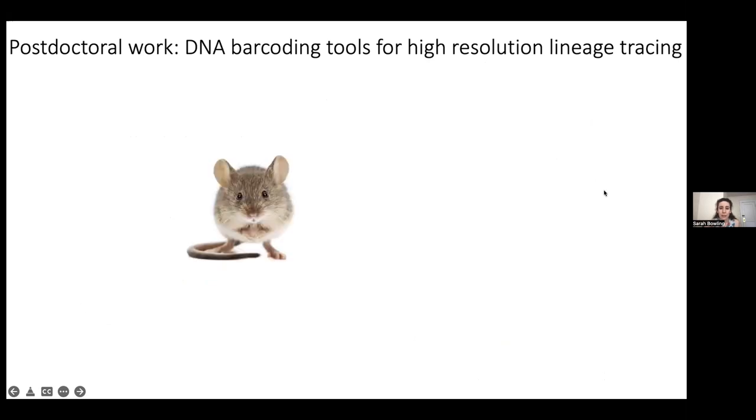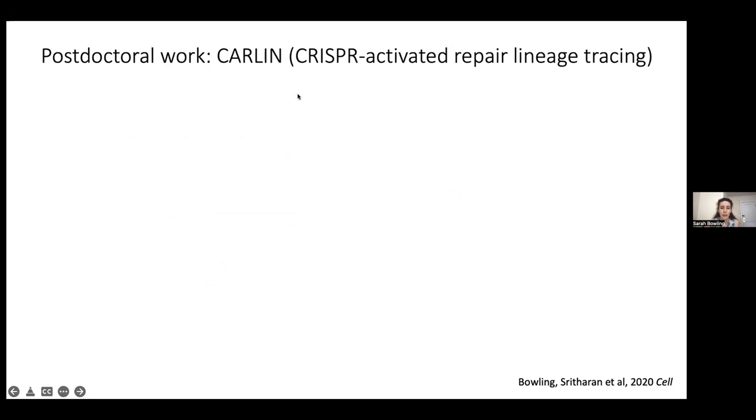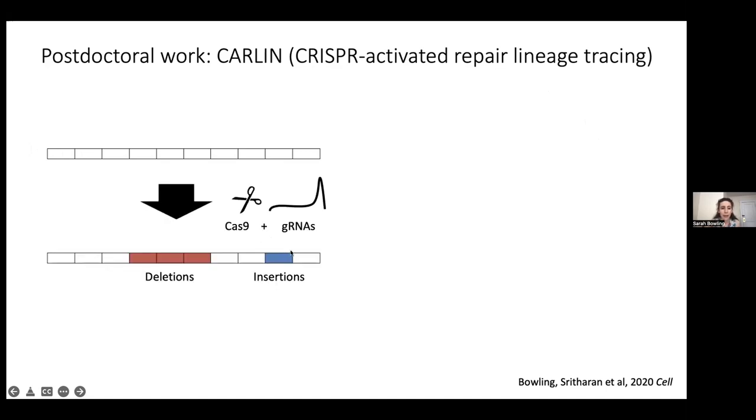And my task at the beginning of my project was to work on developing a mouse model that would allow us to simultaneously trace the origin of single cells, and preferably a large number of single cells, alongside the transcriptome of single cells. So to do this, we generated a mouse called Carlin, and Carlin stands for CRISPR-activated repair lineage tracing. Carlin mice contain barcodes in their DNA that are composed of 10 different guide RNA target sites. In the presence of Cas9 and guide RNAs that target those sites, double strand breaks form in this array, and these get repaired in an error-prone fashion to result in a range of deletions and insertions. This combination of indels acts as a unique inheritable marker of the cell and its progeny.